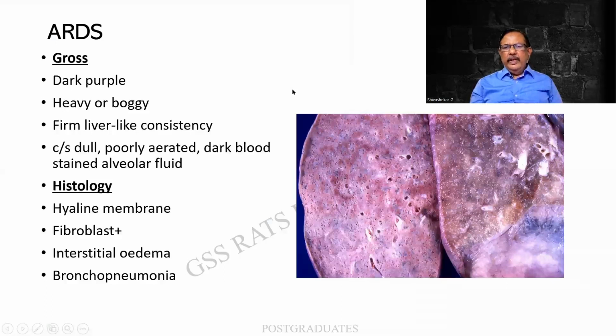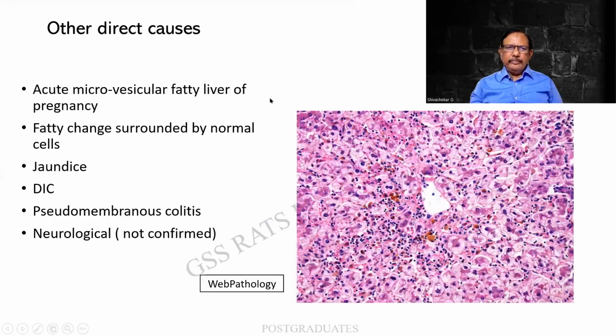The gross picture in an ARDS. So obviously it is not liver-like, but more consolidated. And I'm finding a purplish tinge in this lung, heavy and boggy. And obviously when you try to compress, there will be a frothy fluid that comes out of it. Dull, poorly aerated, and blood-stained alveolar fluid will be there. And histologically, what we had seen earlier: there can be hyaline membrane, fibroblast, interstitial edema, and a bronchopneumonia. So this is the gross picture.